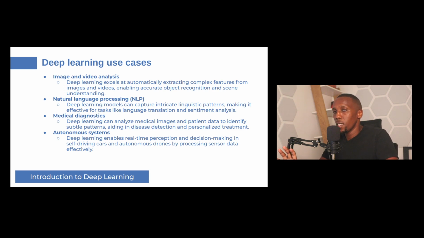I think that's just it about how it works. But now, just to recap a few things, deep learning use cases are quite many, but some of the most known are image and video analysis. So we are able to automatically extract complex features from images and videos, and this allows us to create machine learning models that effectively satisfy the metric of success that we had set initially.